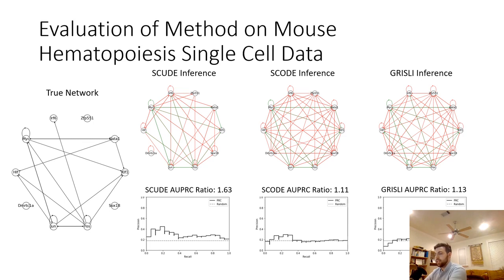We then validated our method in the same way that we validated on the synthetic myelopoiesis data set on the network inference task. As shown here, we show that our algorithm can outperform the other two ODE-based algorithms, SCODE and Grisli, on the network inference task. In green represents true positives, while in red we see false positives.